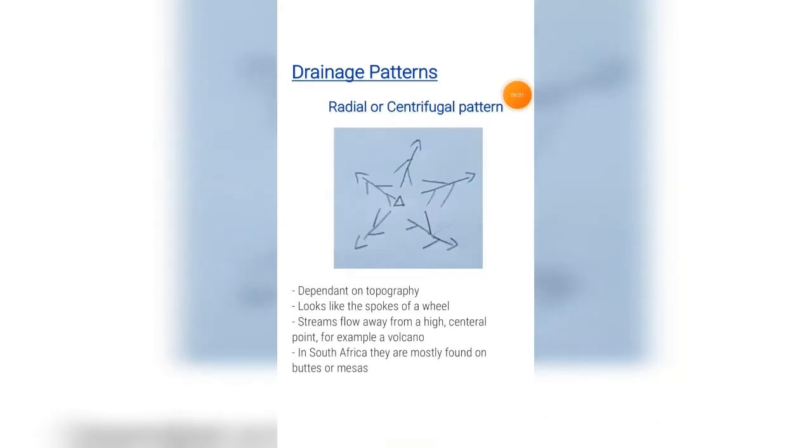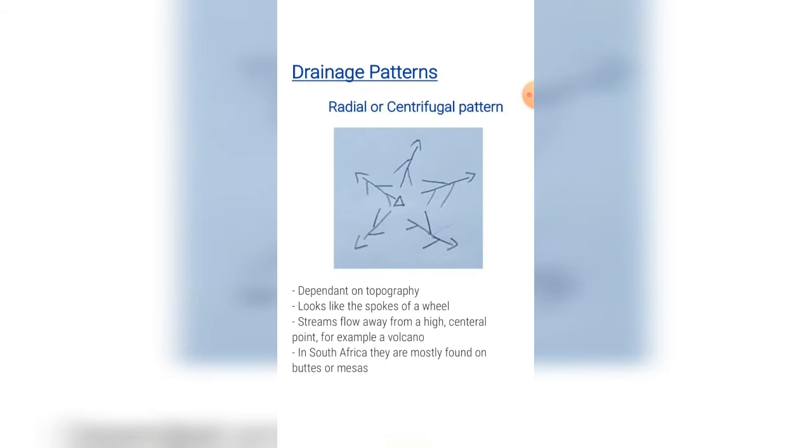The next drainage pattern is the radial or centrifugal pattern. It is dependent on the topography of the surrounding areas, and from above it looks like the spokes of a wheel. The streams flow from a high central point, for example the top of a volcano, down the sides of a volcano. In South Africa, they are mostly found on buttes or mesas.